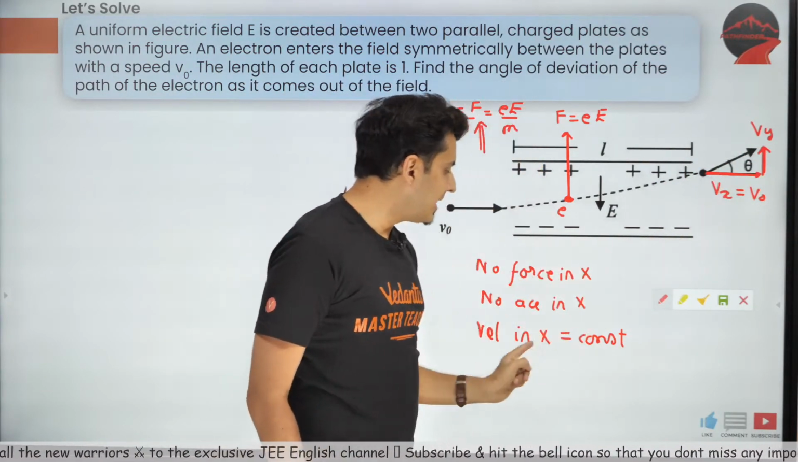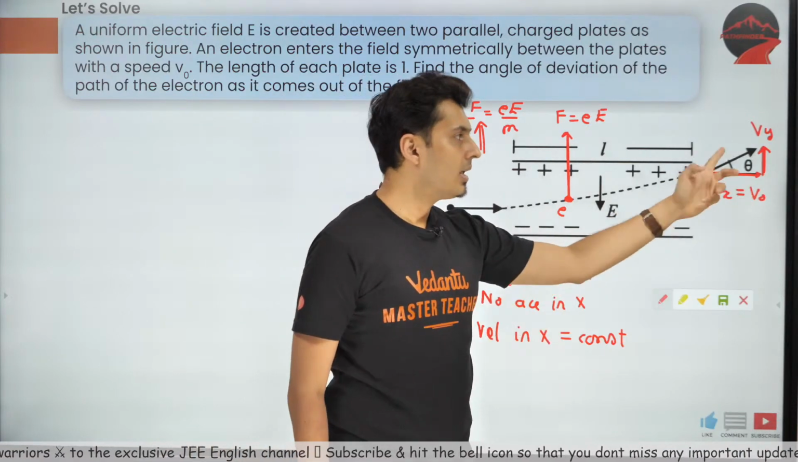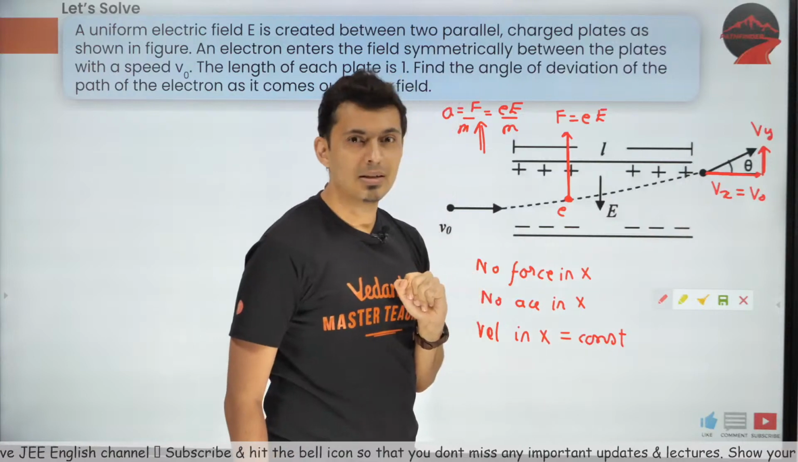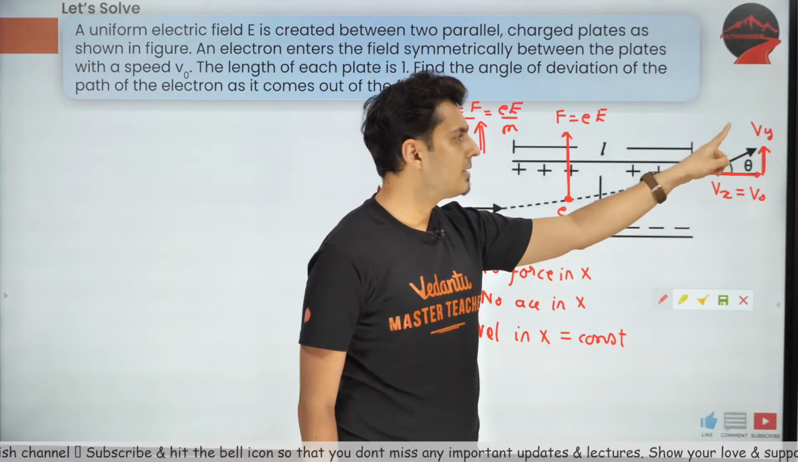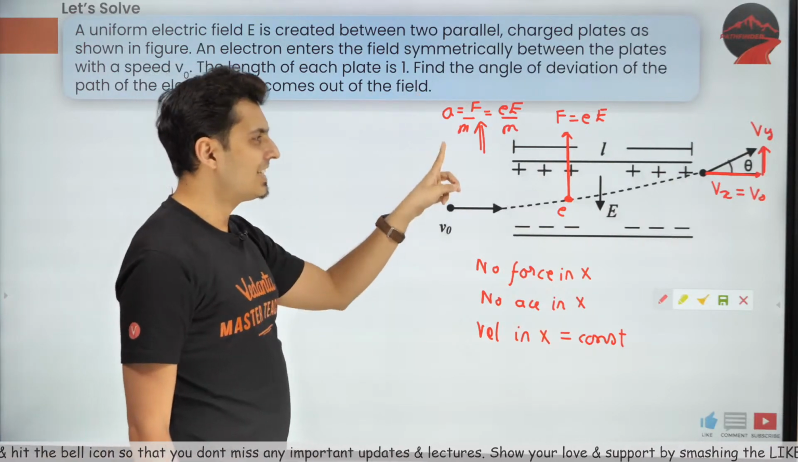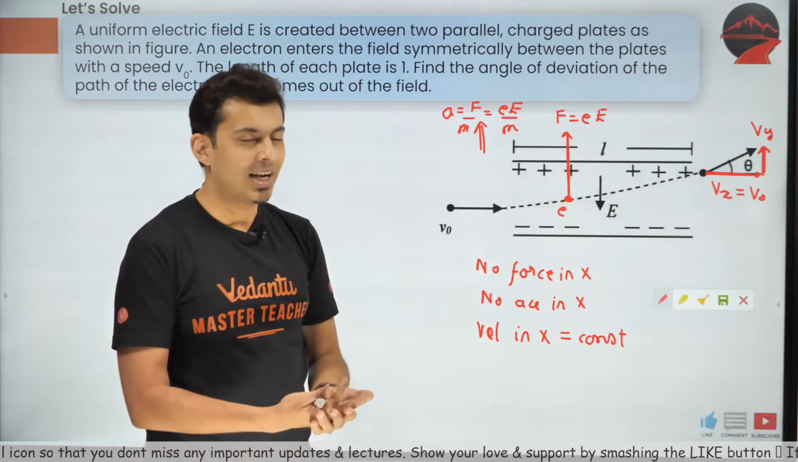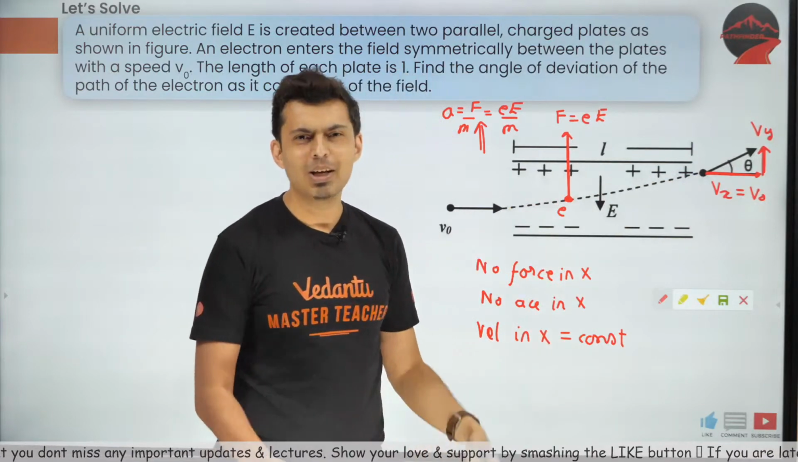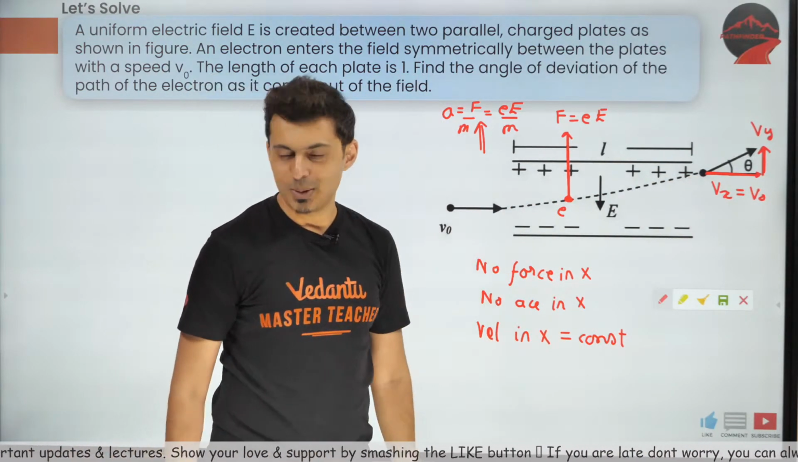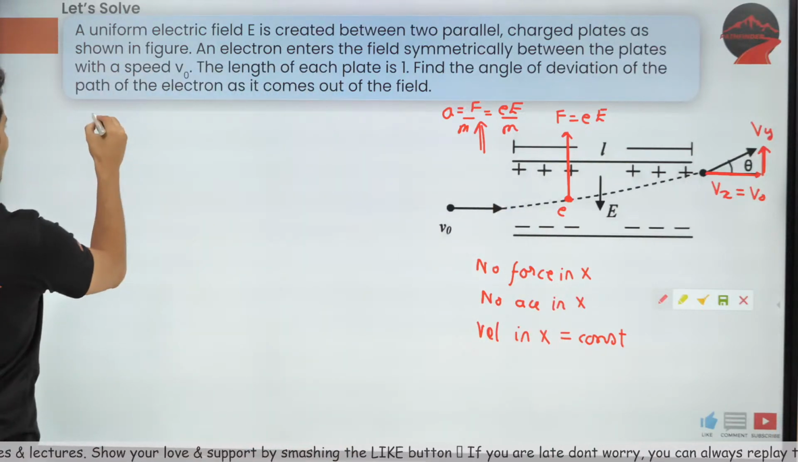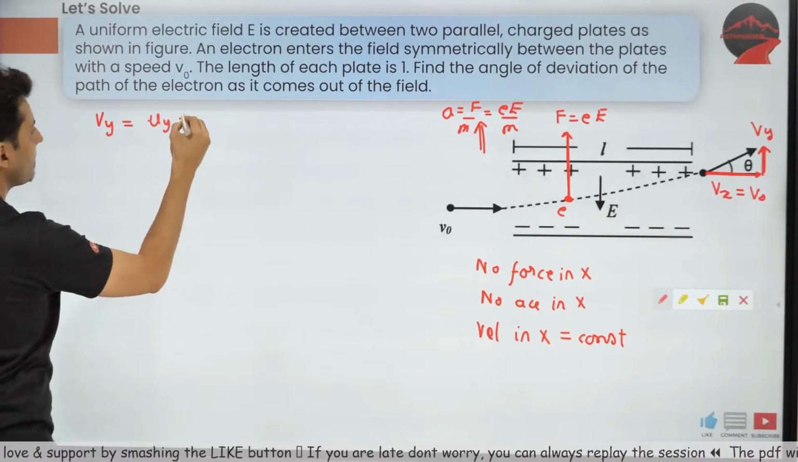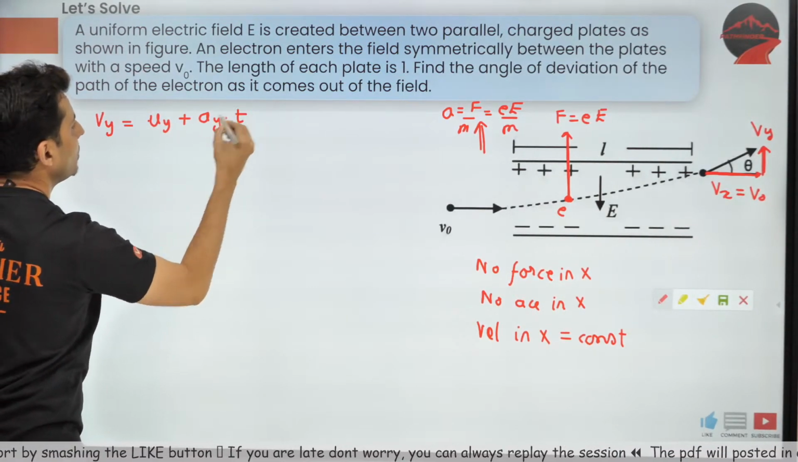I know the base is V naught. If I know somehow Vy, tan theta will be opposite by adjacent. How do I find this Vy? Oh, I know what to do. I know the acceleration in the y direction. If I know acceleration, I can find the velocity. How? Kinematic equations. Let's just do that. So, Vy will be Uy plus Ay into t.